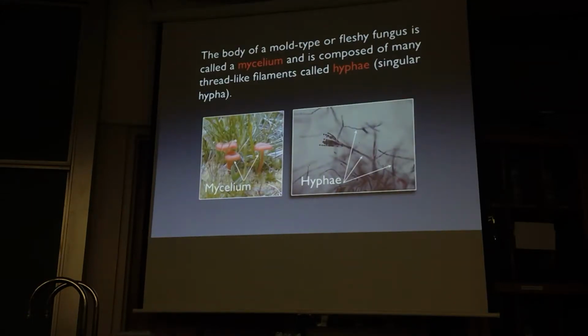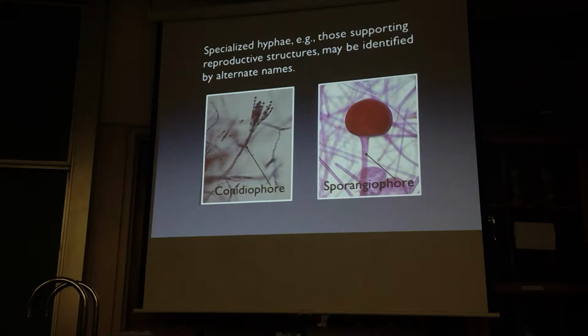The body is a mycelium, and whether you're talking about fleshy fungi or mold-type fungi, the mycelium is made up of hyphae. Yeast usually don't form hyphae, although we saw Candida forming what are called pseudohyphae. So the hyphae are the threads, and they come together to form a mycelium. Specialized hyphae can be conidiophores, sporangiophores. I mentioned these in lecture. These are not something I'll ask you on a lab exam. I will ask you for the spores, however, conidiospores and sporangiospores.